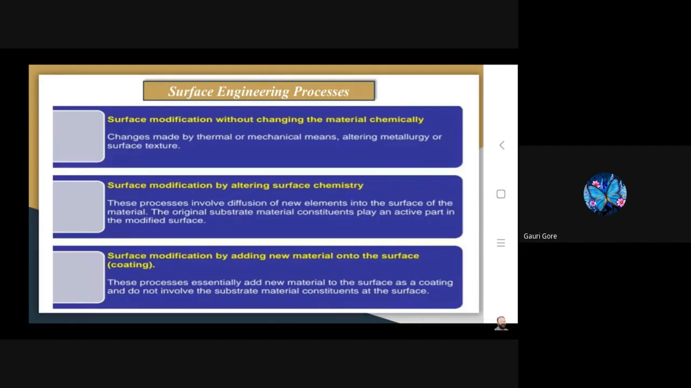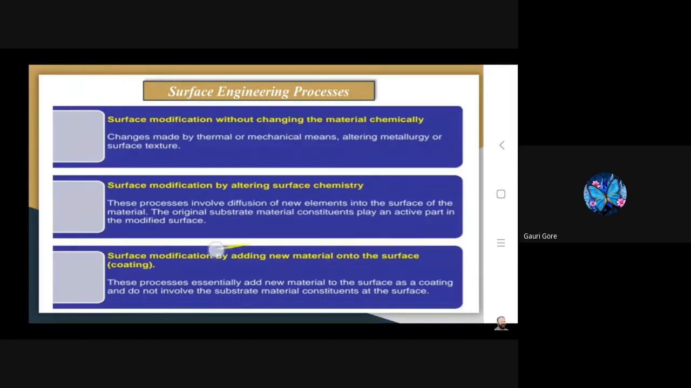The next process belonging to surface engineering is coating, and we can say surface modification by adding new material on the surface. In coating, the processes are essential for adding a new material to the surface as a coating, and they do not involve the substrate material constituents at the surface. So this is called coating. Now we'll start the coating technology point.